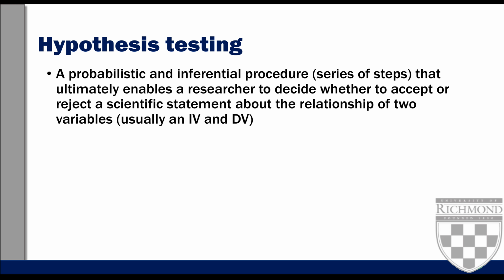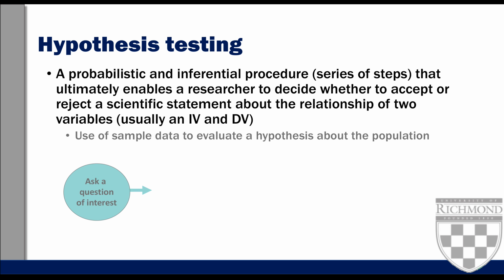But basically, we're talking about a procedure that starts with a research question, and eventually moves to using sample data to evaluate a hypothesis about a population. So we start with that question of interest, and this is akin to what you're doing in your research proposal right now. You start with a question that is of interest to you, and then you make a prediction, a hypothesis about the relationship between two variables. Importantly, this prediction or hypothesis we refer to as the experimental hypothesis. This is what we're really interested in.